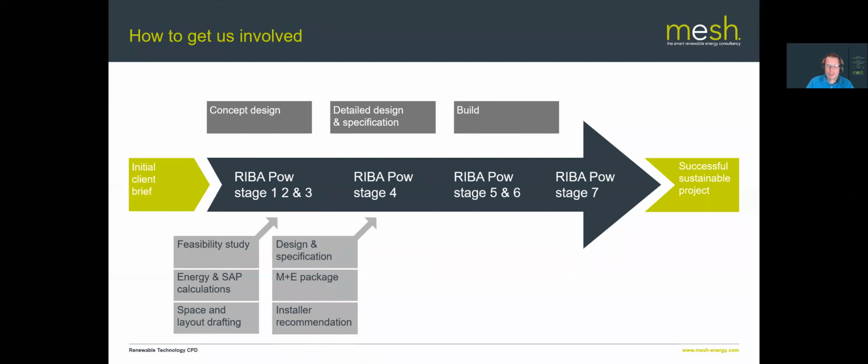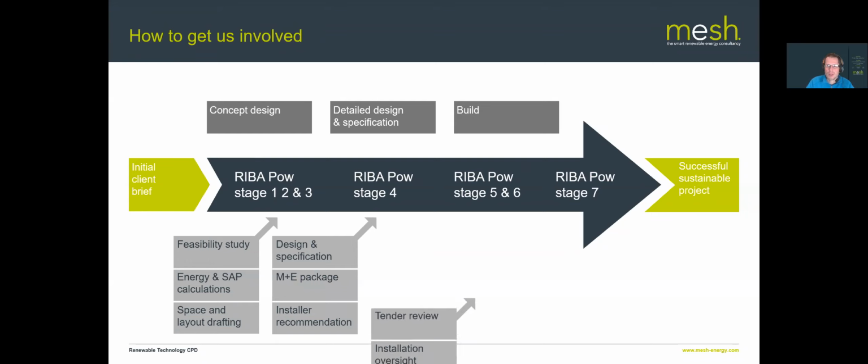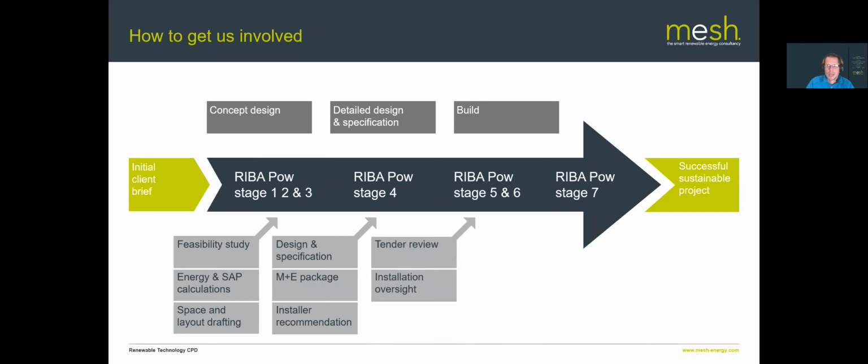Then at RIBA stage 4, when we're doing a bit more detailed design, we can look at a full specification, do some install recommendations, and do your tender specification. Any of you that want to see a copy of what one of our tender specifications looks like, please drop me an email. I'm more than happy to send you a draft one to show you. Then once the builders and specialist contractors are being appointed, we can review tenders that are coming back from people and provide installation oversight. And then finally, post-installation, we would be looking to do energy monitoring, particularly on heat pumps. Poor commissioning can really increase energy costs, so it's quite important that you get that right.